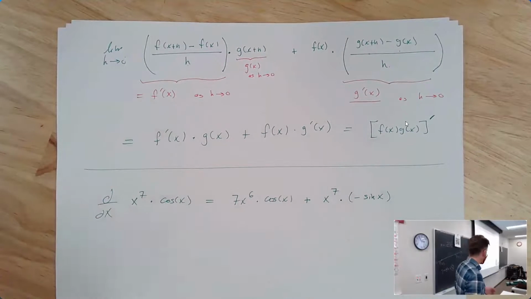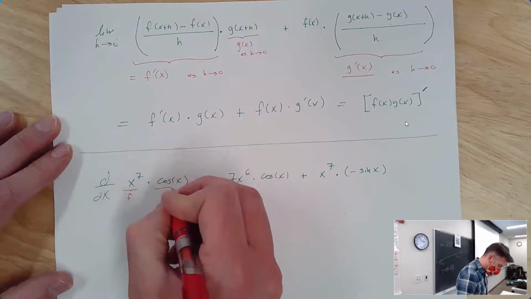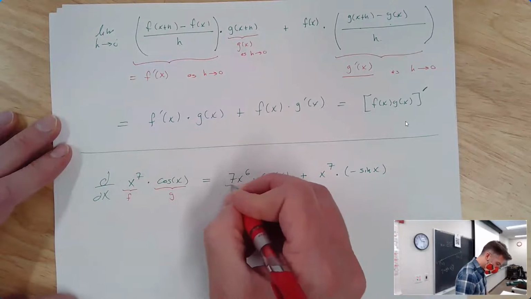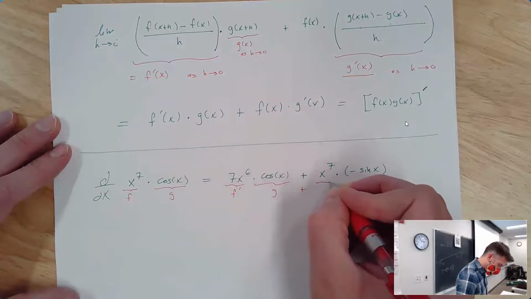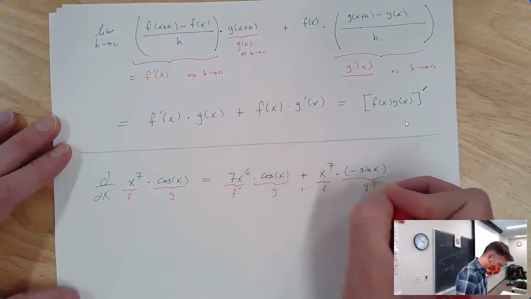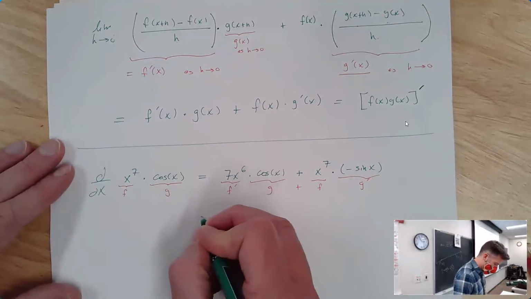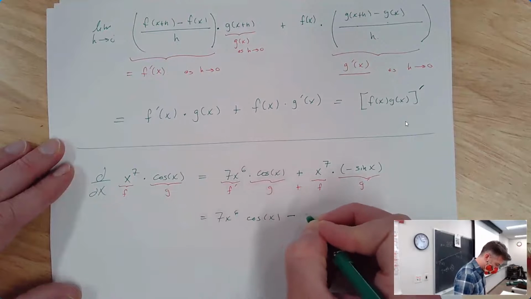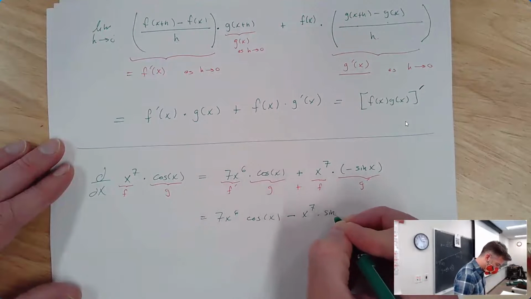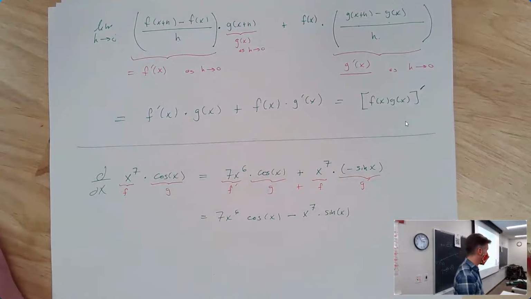You don't need to write this, but you could certainly think of this being f, this being g, and then this being f prime times g plus f times g prime. I would slightly rewrite this as 7x to the 6th times cosine of x minus x to the 7th times sine of x. But that's the only real simplification that you would probably want to do here.